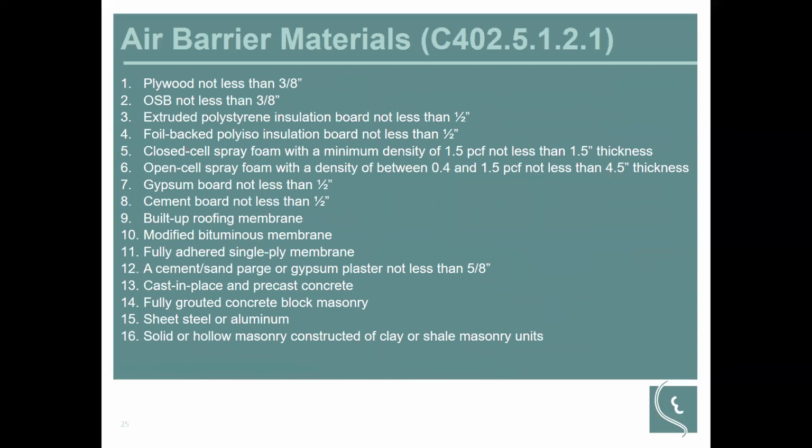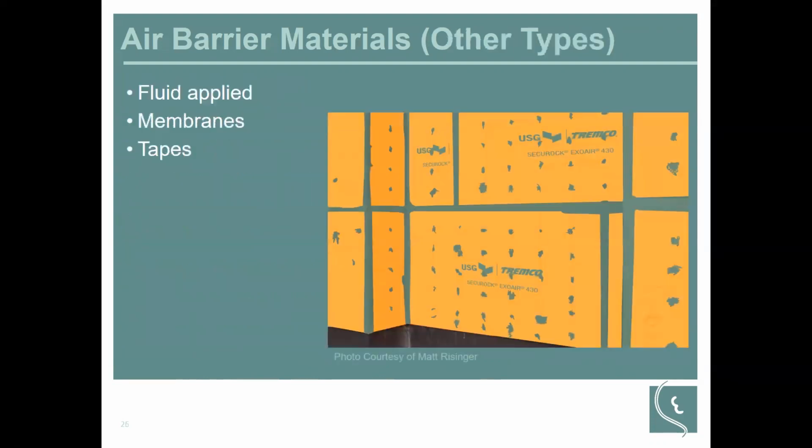When we're talking about air barriers, this is a listing that the code provides of what qualifies as an air barrier material. Several of these are obviously very familiar to us: gypsum board and drywall, spray foam insulation, roofing membranes, and the like. There may also be some other types that would qualify as an air barrier based on the air leakage per surface area. These typically fall into three types. Fluid applied, as depicted here, where you can see that the lines have been struck, and even all the nail penetrations have been covered over.